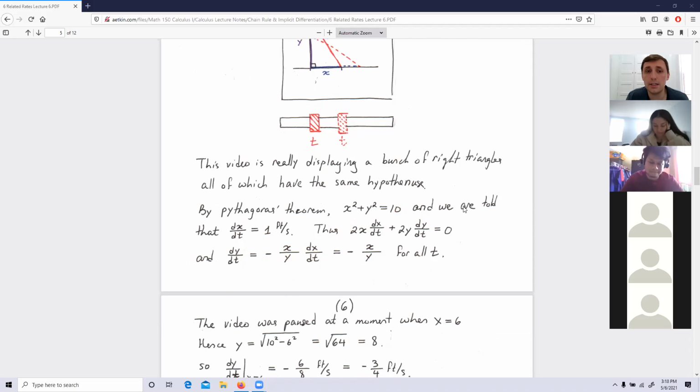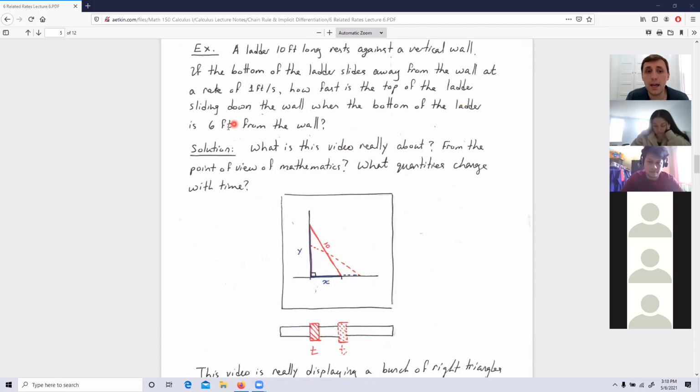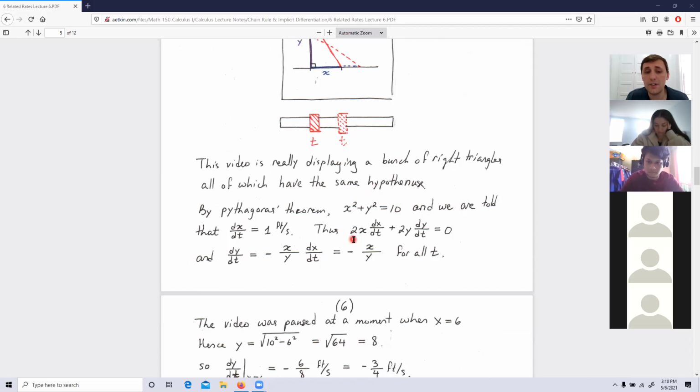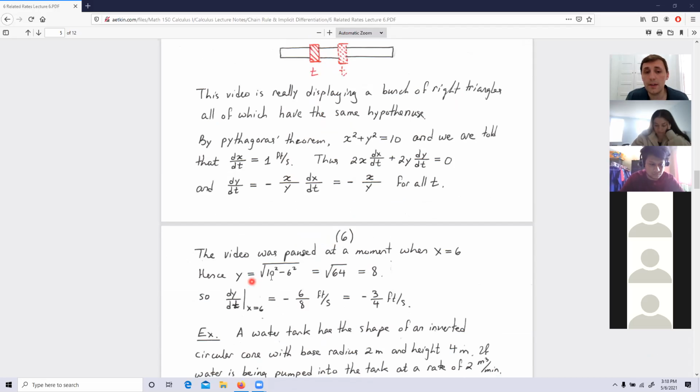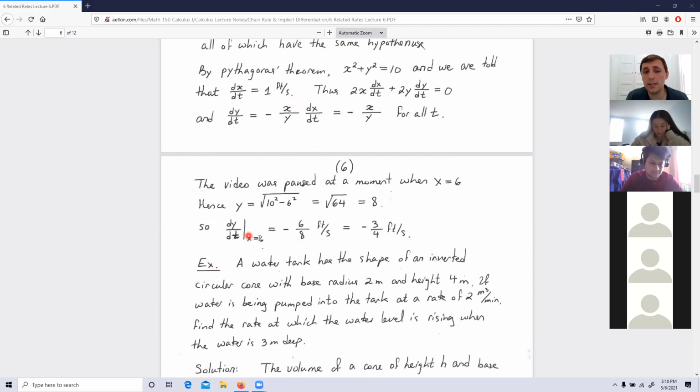Now I am interested in x being 6 feet. So x is 6 feet. If x is 6 feet, then what is y? Look at it. If x is 6 feet, then y is the square root of 10 squared minus 6 squared, so y is 8. So dy/dt at 6 is minus 6 over 8, which is minus 3/4.